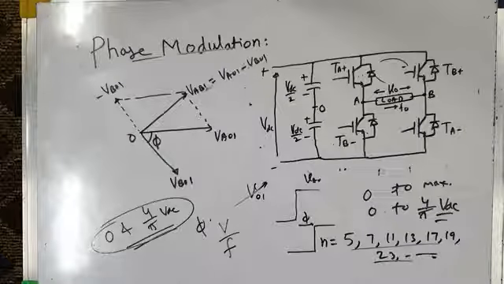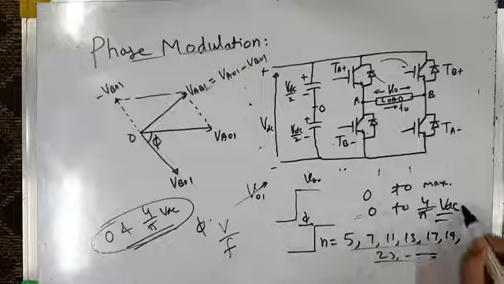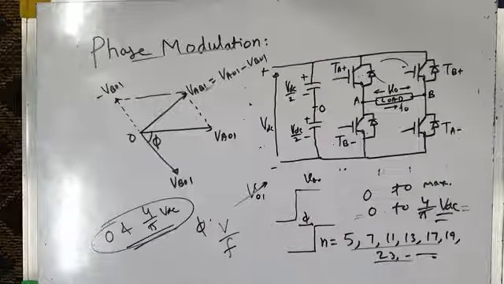Okay. The other type of low switching frequency PWM technique that we have discussed today is phase modulation. The advantage of phase modulation is that we can have a wide range of control of fundamental component of inverter output voltage from 0 to maximum, that is 0 to 4 by pi VDC, but will not be able to suppress any harmonic component in the voltage. The voltage will be very rich in harmonics, so that's why this method is generally not used.